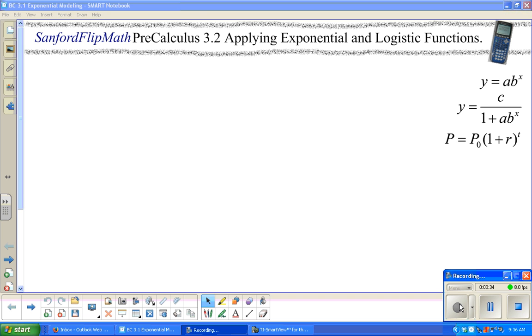Okay, so we're going to work into some applications of exponential functions, in other words, some word problems. And to do this, though, we need to lay some background. Okay, and I know background is everybody's favorite thing.